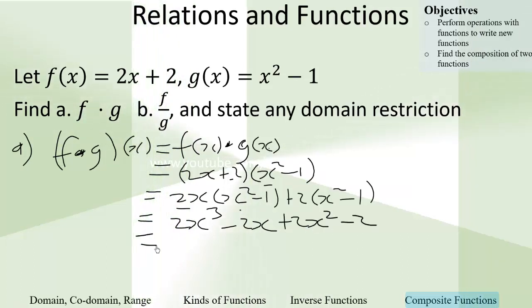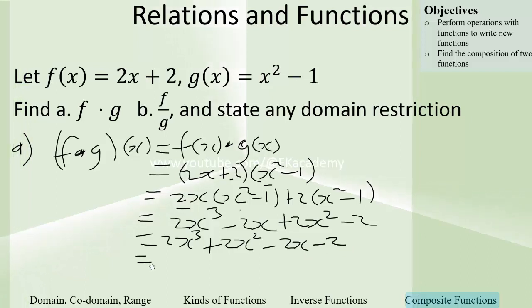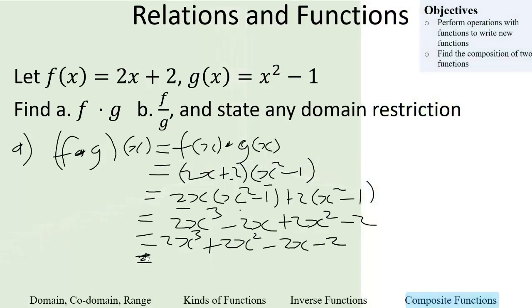So this will simplify to 2x cubed plus 2x squared minus 2x. Then this will give us minus 2. So that is the multiplication for you. We are done.